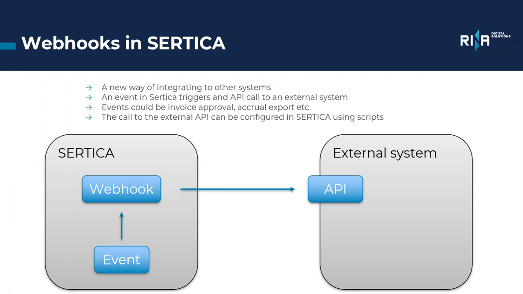This means that you can have different events inside your Certica trigger different APIs in external systems. Certica contains a scripting tool that will let you script the API calls to make it very flexible.